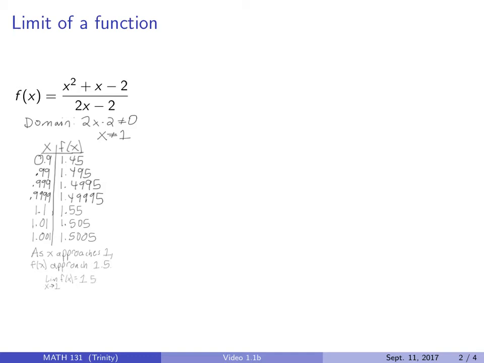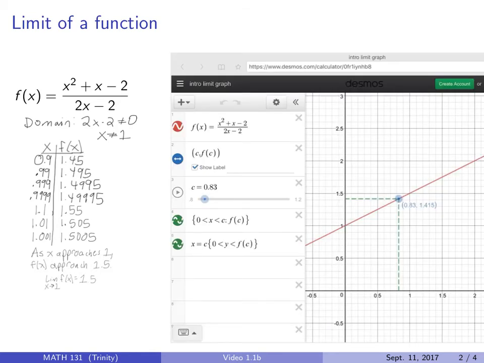We can see this graphically as well. We can see as the x values get closer and closer to 1, the y values get closer and closer to 1.5. And this also works coming from the right hand side. As x values get closer to 1, your y values get closer to 1.5. The link to the Desmos graph here will be in the video description below, so you can play around with it, try some different functions, try it at different points.